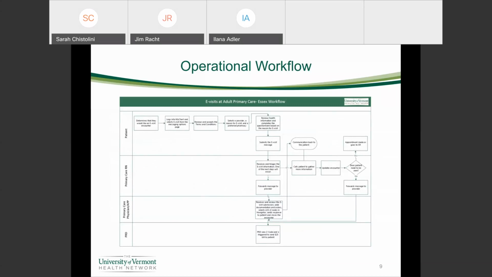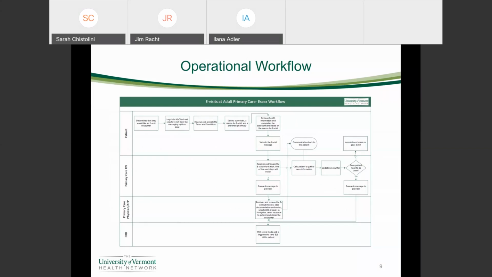This slide shows our operational workflow, and the boxes are kind of small, so I apologize. I do this all the time to people, but basically this shows swim lanes and touch points of where the handoff is or where the patient's communicating along the way. So once the patient decides they want to do an e-visit, they log into MyChart. MyHealth, sorry, we just changed the name a couple weeks ago. They log in, they select e-visit, they do the terms and conditions, they select a pharmacy, they go through the questionnaire, they review the questions, and they hit submit.